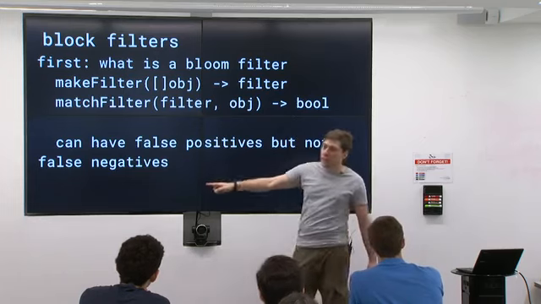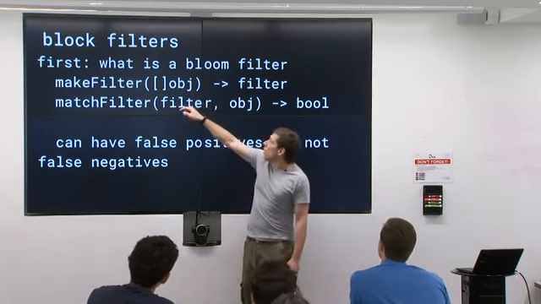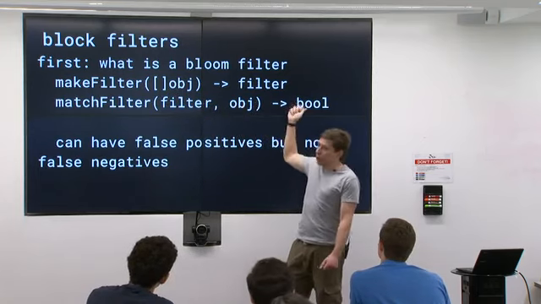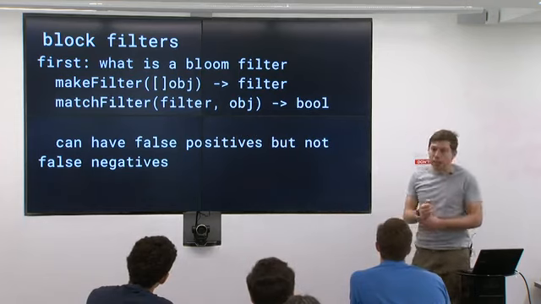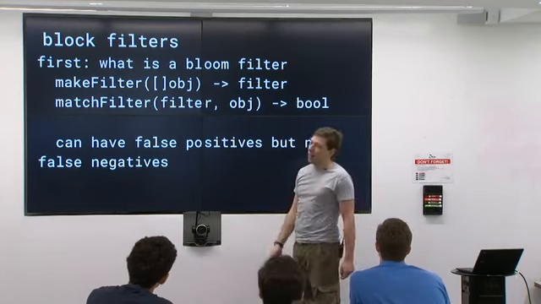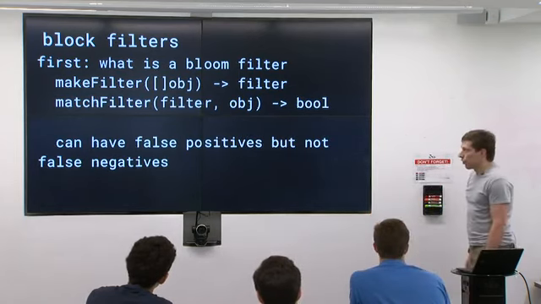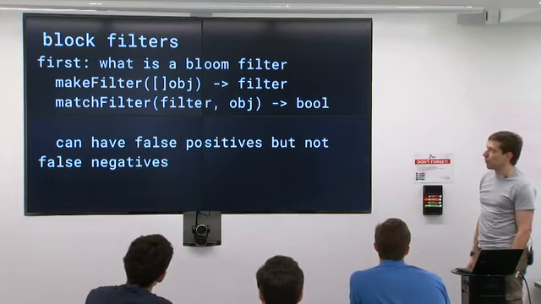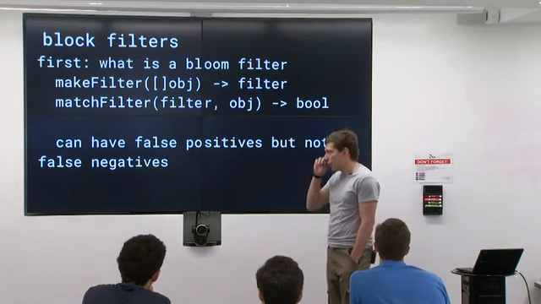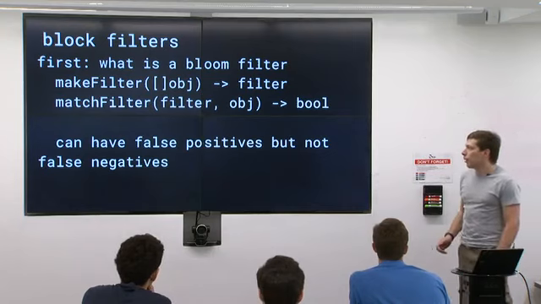However, there's no false negatives. So if you did put, say, address A into this filter, and then matched this filter against address A, it would always return true. There's no way you can put something into the filter and then it doesn't show up when you try to match against it. So this is useful for lots of things. Bloom filters are definitely not restricted to cryptocurrencies or Bitcoin or anything like that. They're used all the time in various databases, things like that.